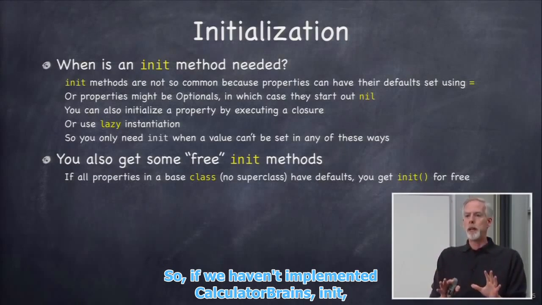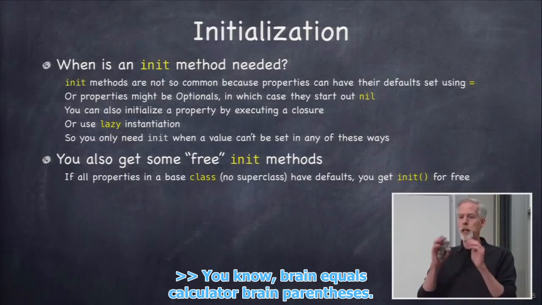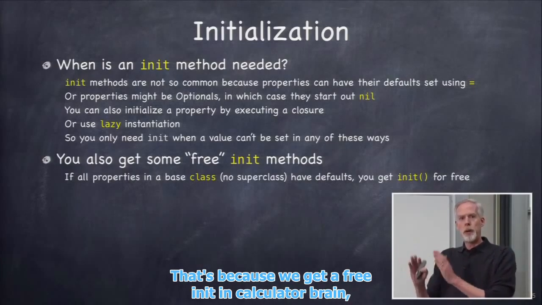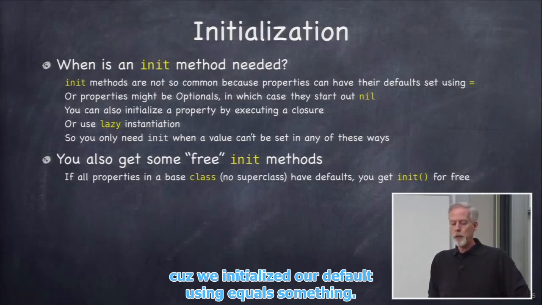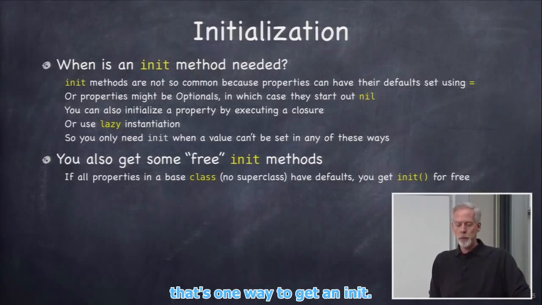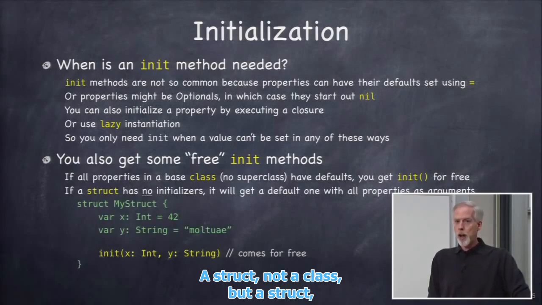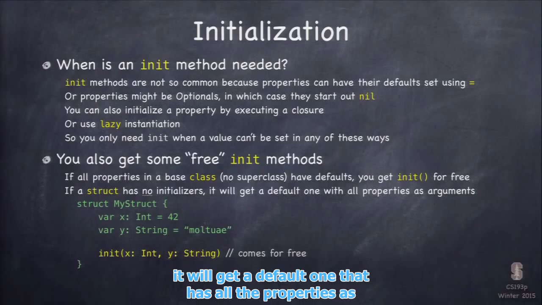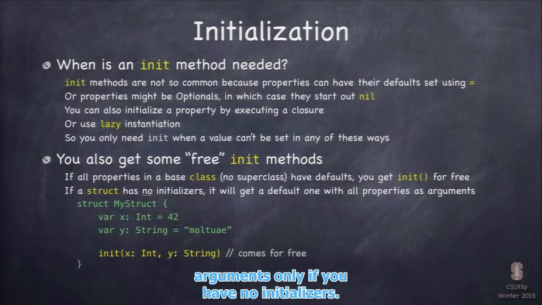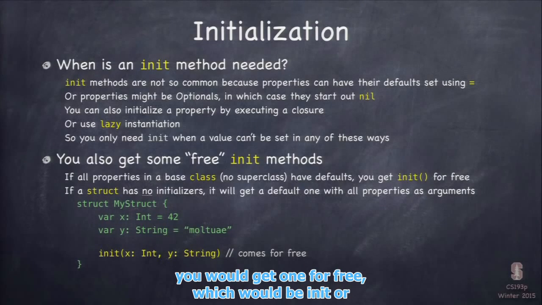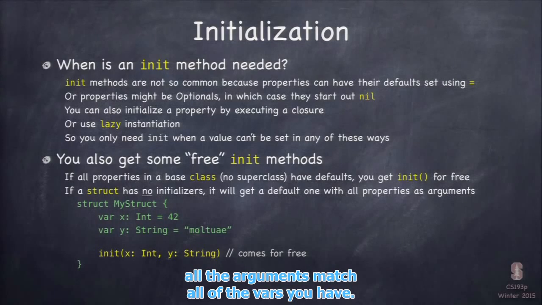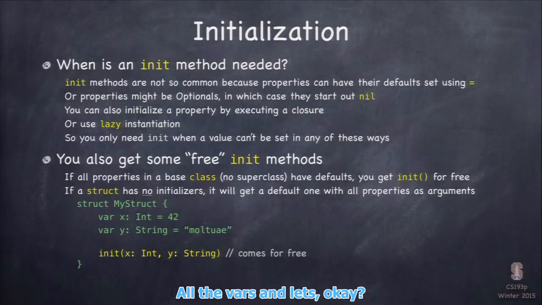So if we hadn't implemented calculator brain's init, of course we still could have said brain equals calculator brain parentheses. That's because we got a free init in calculator brain because we initialized all our defaults using equals something. So that's one way to get an init. A struct, not a class, will get a default one that has all the properties as arguments only if you have no initializers. So if you had a struct and gave it no initializers, you would get one for free, which would be init where all the arguments match all of the vars and lets you have.